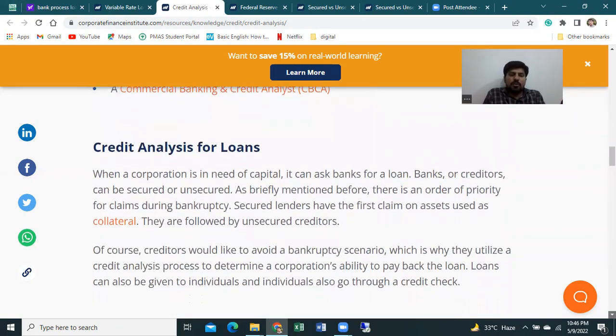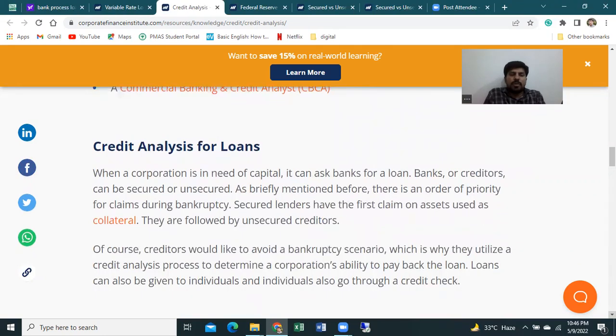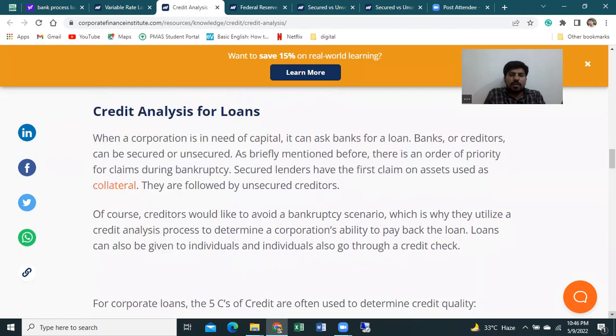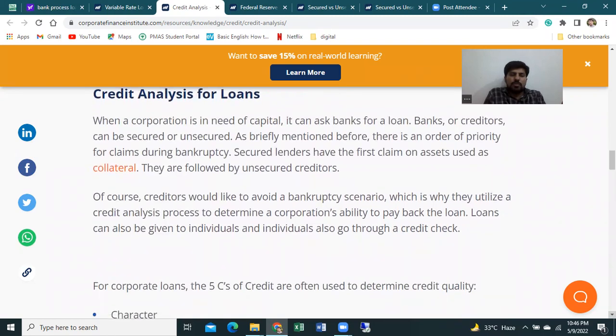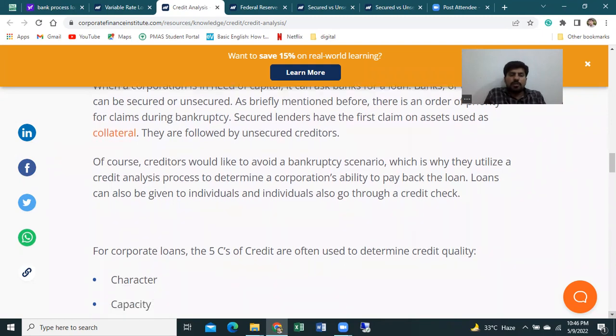Credit analysis for loans. When the corporation needs capital, it can ask the bank for loans. Banks and creditors can be secured and unsecured. As briefly mentioned before, there is an order of priority for claims during bankruptcy. Secured lenders have the first claim on the asset used as collateral. They are followed by the unsecured creditors. Of course, the creditor would like to avoid the bankruptcy scenario, which is why they utilize the credit analysis process to determine the corporation's ability to pay back the loans.